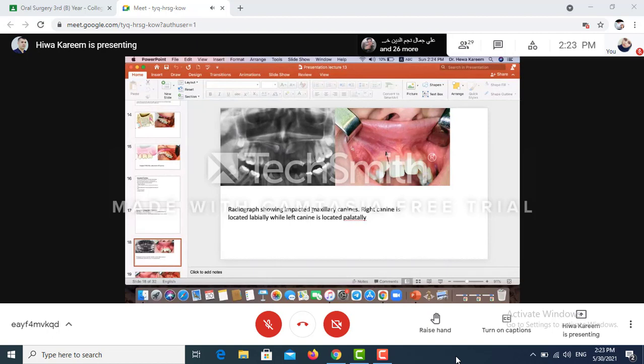The radiograph shows impacted maxillary canines. The right canine is located labially, while the left canine is located palatally. But this is a two-dimensional radiograph. The exact position of the canine impaction must be determined by CBCT, for detection of the location of the canine.